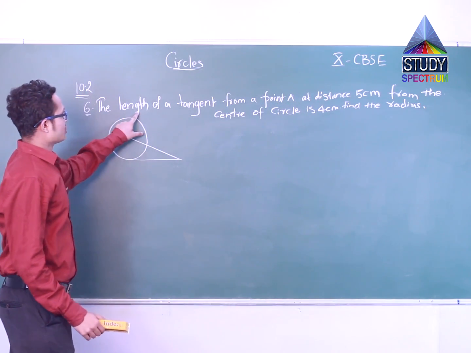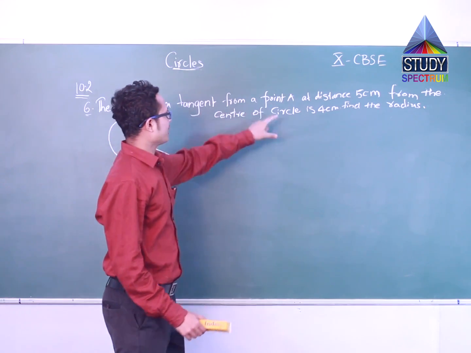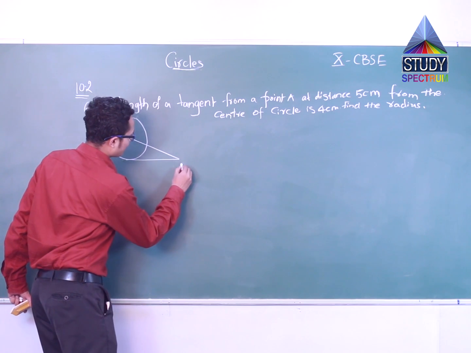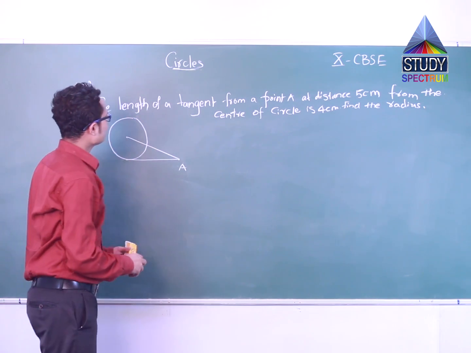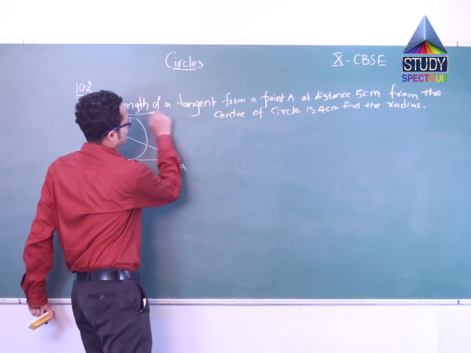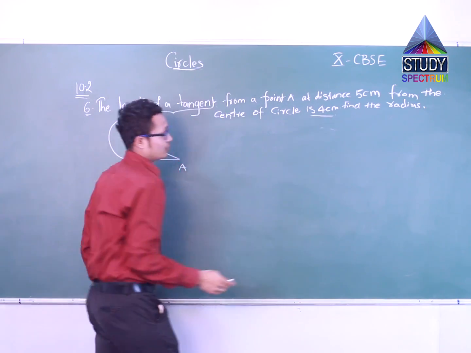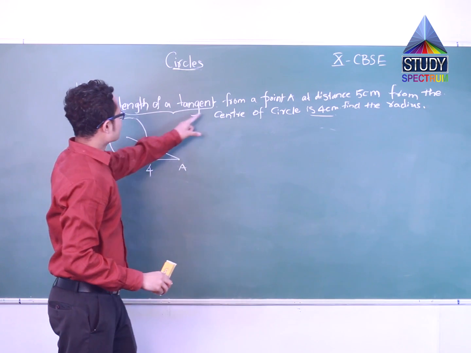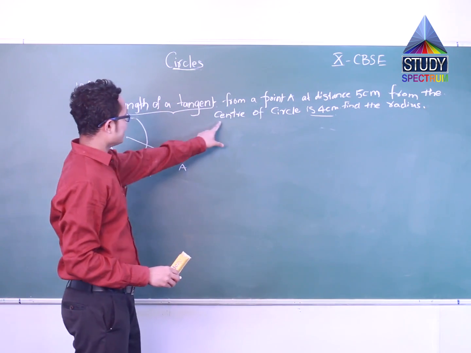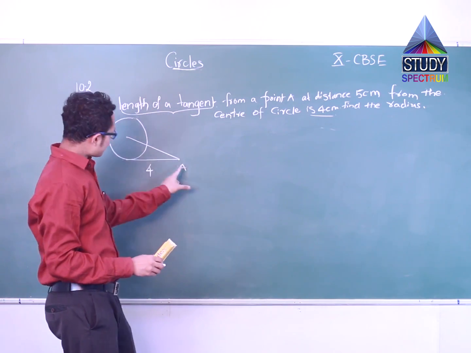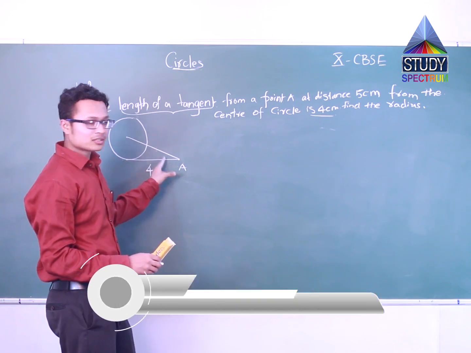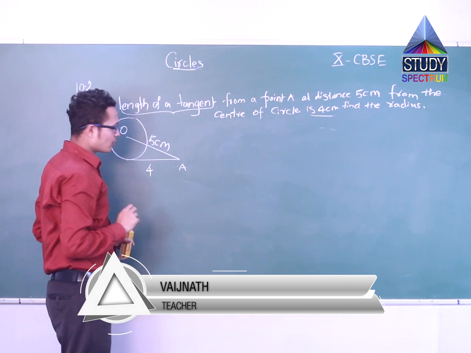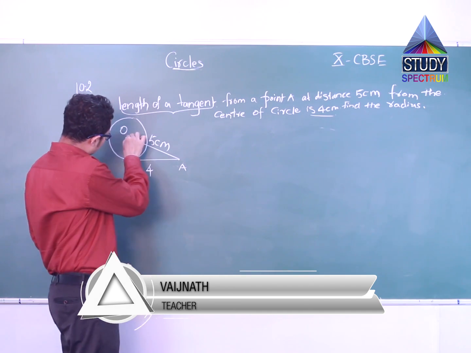The length of a tangent from point A at a distance 5 centimeters. If this is my point A, and length of the tangent, now this length of the tangent is actually 4 centimeters. That's what it means. So 4 centimeters at a distance of 5 centimeters from center of the circle. Now this point is 5 centimeters from center, say O. And you have to find out the radius.